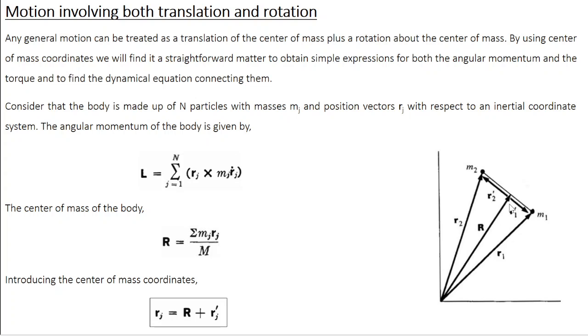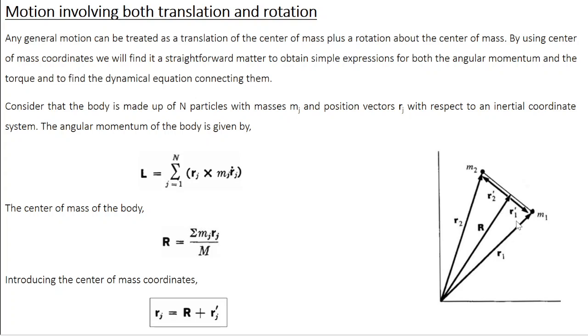If you take a simple two-body system M1, M2 with respect to inertial coordinates, their position vectors are R1, R2, and capital R is the position vector of the center of mass. Now with respect to this point, I am going to define the position vectors of M1 and M2. The position vector of M1 in the center of mass coordinates is R1 prime, and the position vector of M2 with respect to the center of mass is R2 prime. So R1 prime and R2 prime are the new coordinates with respect to the center of mass.